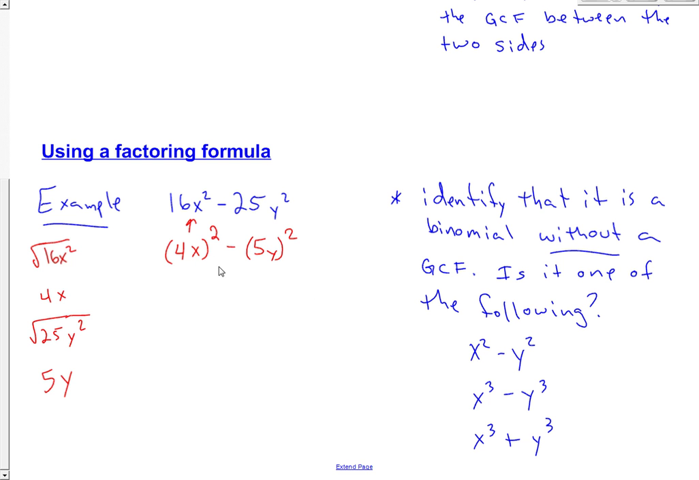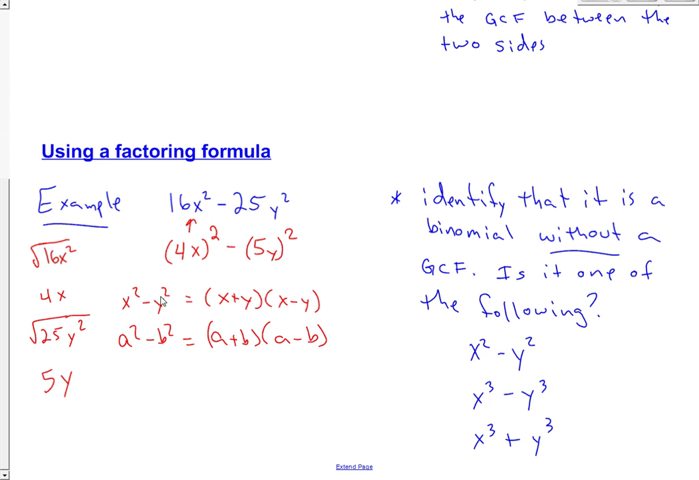And what I'm going to do is use the factoring formula. So x squared minus y squared is factored as x plus y and x minus y. I could also think about this as a squared minus b squared equals a plus b times a minus b.